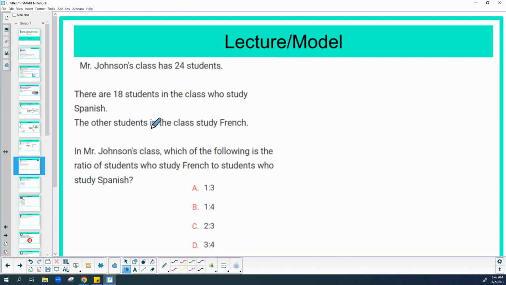Miss Johnson's class has 24 students. There are 18 students in class who study Spanish. The others study French. What is the ratio of students who study French to the students who study Spanish? All right, so I'm going to first write the order of how it wants the terms. It wants French to Spanish.